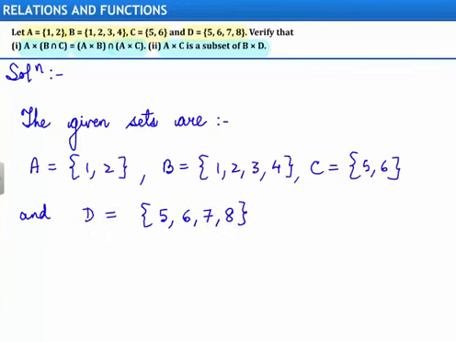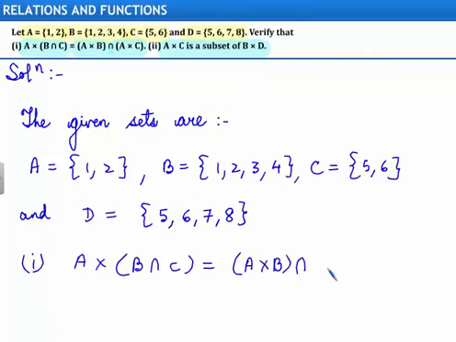The given sets are A is equal to {1, 2}, B is equal to {1, 2, 3, 4}, C is equal to {5, 6}, and D is equal to {5, 6, 7, 8}. In the first part, we have to verify A cross (B intersection C) is equal to (A cross B) intersection (A cross C). So we have to verify this.